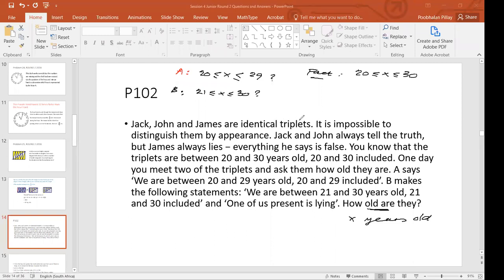A liar will always speak lies. The truthful fellow will always speak the truth. So he says this, the first statement. And the second statement, he says 21 and 30. And then he says one of us present is lying. Right.